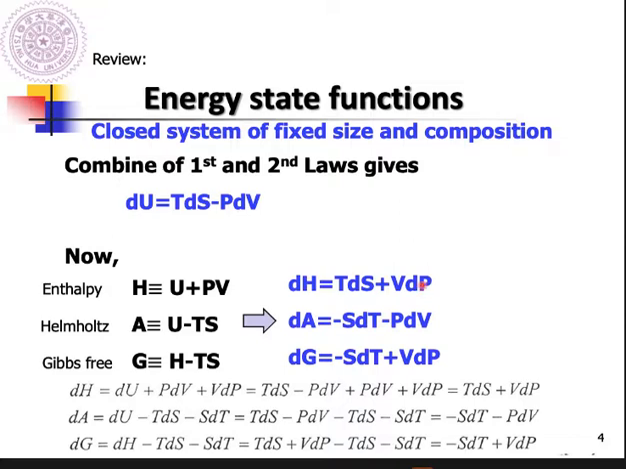by the system. And using the same technique, you can get dA equals minus S dT minus P dV, and dG, the change of Gibbs free energy, equals minus entropy times dT plus volume times dP. So now we have four energy state functions. And remember, these four energy state functions can only be used in a closed system with fixed size and composition.